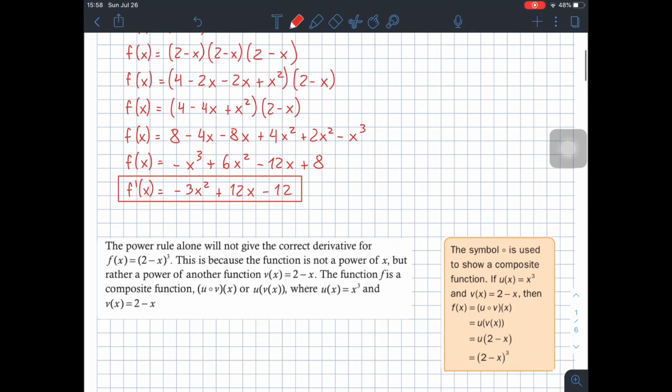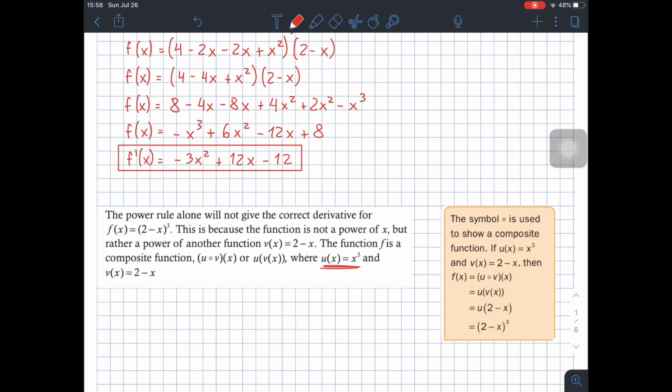The function f is a composite function. If you remember the symbol for composite, u o v, or f o g or g o v, remember? U of v of x, where u of x is x cubed and v of x is equal to 2 minus x. Here it says the symbol in the composite is used to show a composite function. If u of x equals x cubed and v of x equals 2 minus x, then f of x is u of v of x, which is u of 2 minus x, which is 2 minus x cubed.